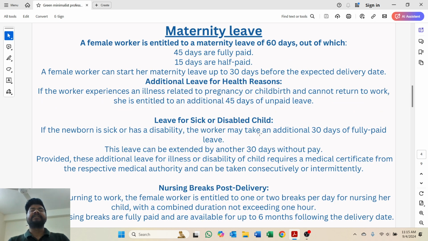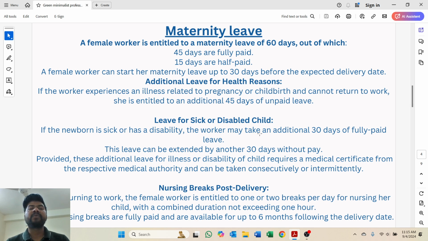Other is maternity leave. This one is a must to understand for the female workers who are working in the private sector of the UAE. A female worker is entitled to a maternity leave of 60 days, out of which 45 days will be fully paid and 15 days will be half paid. And a female worker can start her maternity leave up to 30 days before the expected delivery date.